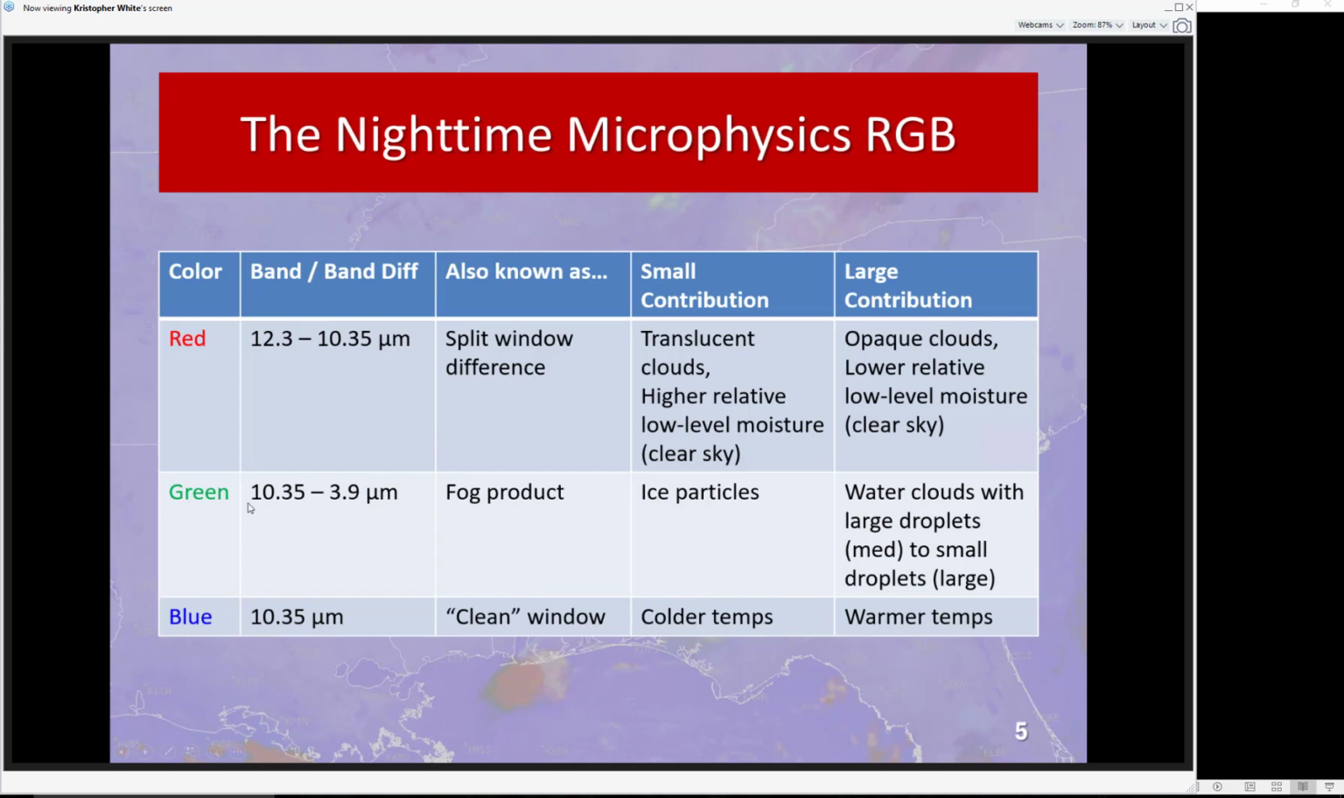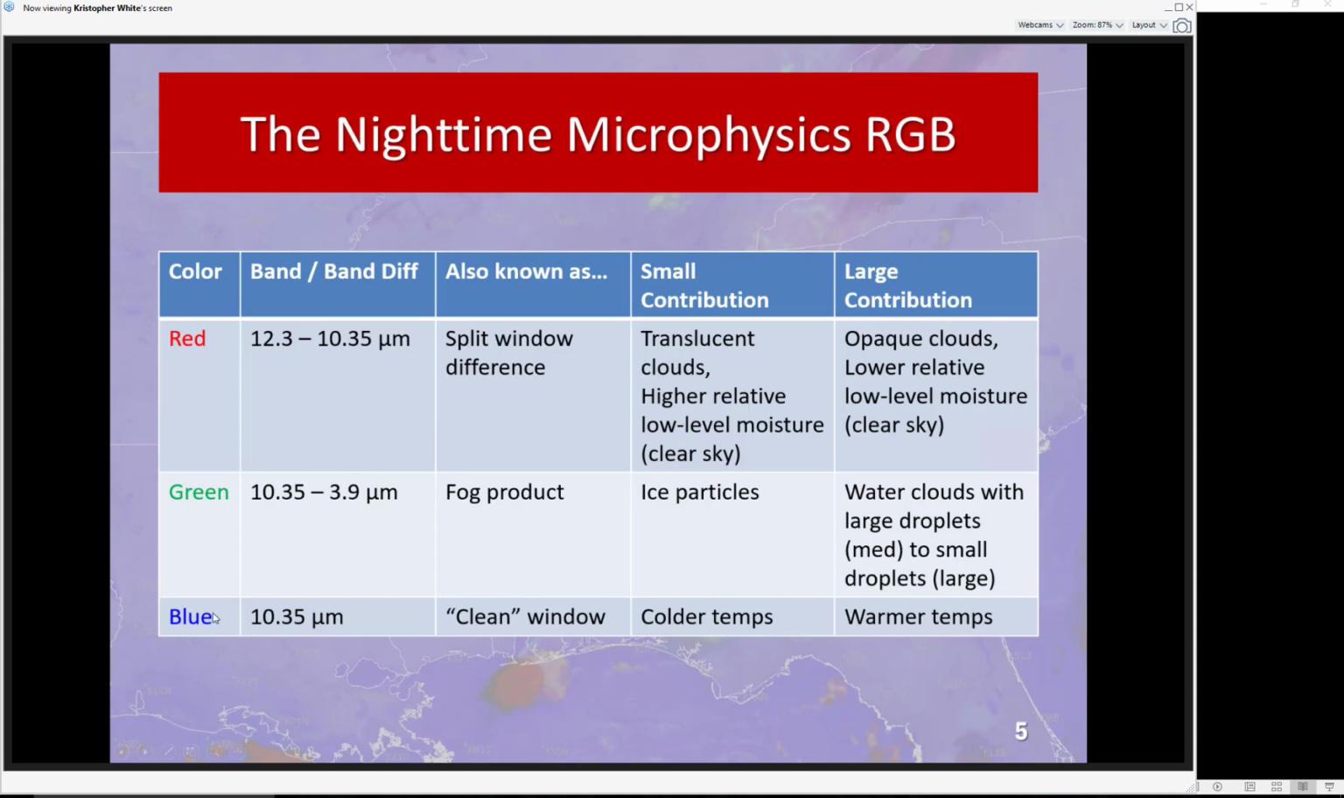Now going to the green, and this is just a common fog product. This is the 10.35 minus 3.9 micron band difference. There could be a range of this, but small contributions are commonly equated with some sort of cold cloud or ice particles within the cloud. A larger contribution, depending upon how large, could be water clouds with large droplets, and you'll get maybe a medium green value in those, although there are caveats to that. And some of the largest values are equated to water clouds with small water droplets.